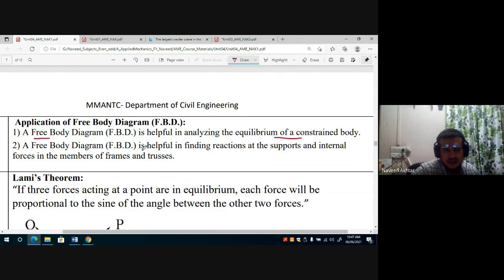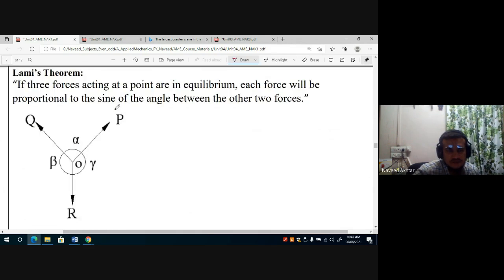A free body diagram is helpful in finding the reactions at the supports and internal forces in the members of frames and trusses. So this free body diagram was very helpful to find out the internal and external forces of the members in a truss or the frame, and also finding out the reactions at the supports, etc. Now we will come to Lami's theorem.